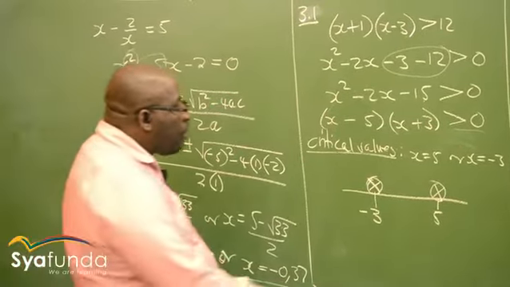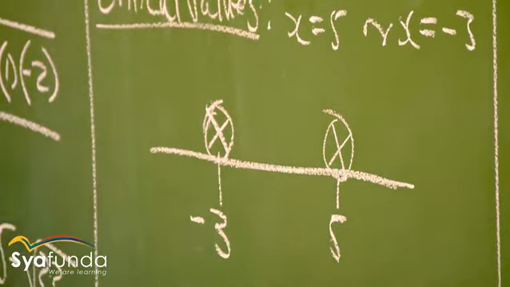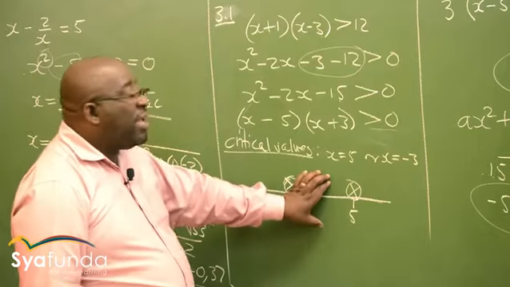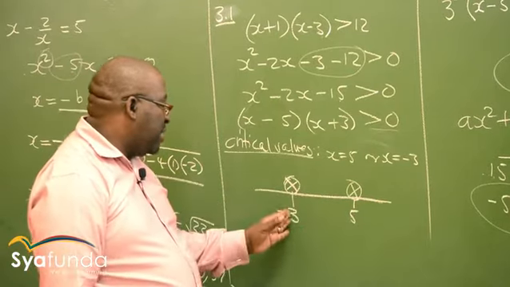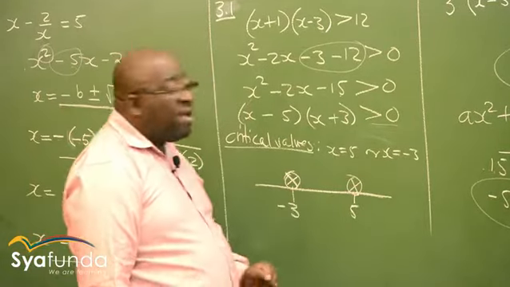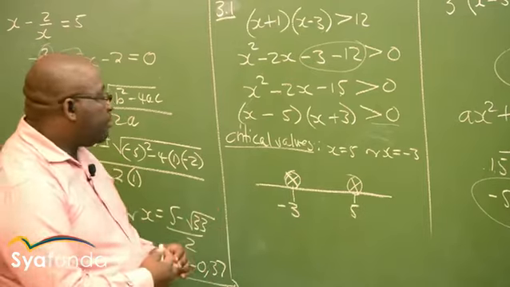If you look at this number line, it has 3 regions. There's this region, there's this region, there's that region. This one represents all the values of x that are between 5 and minus 3. This one, any value that is less than minus 3. This other region, values that are above 5. We can check all of them.